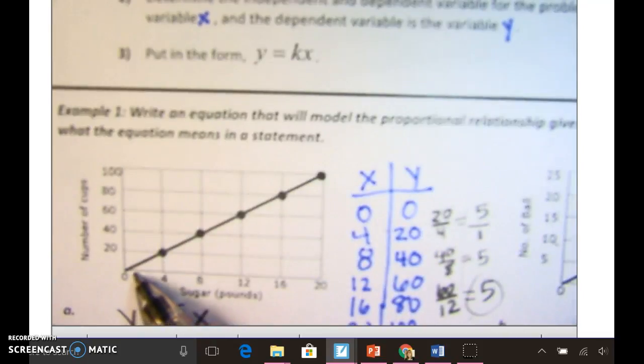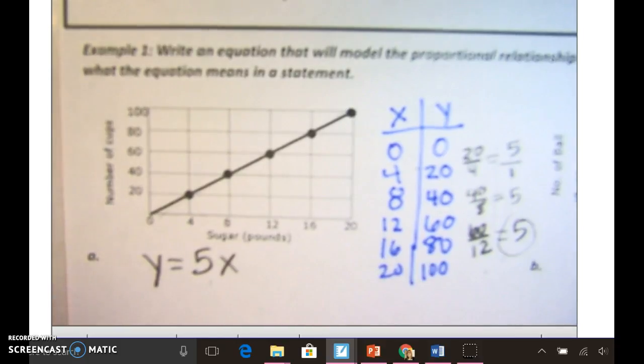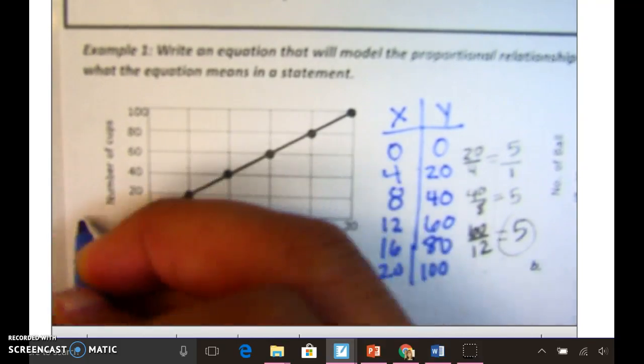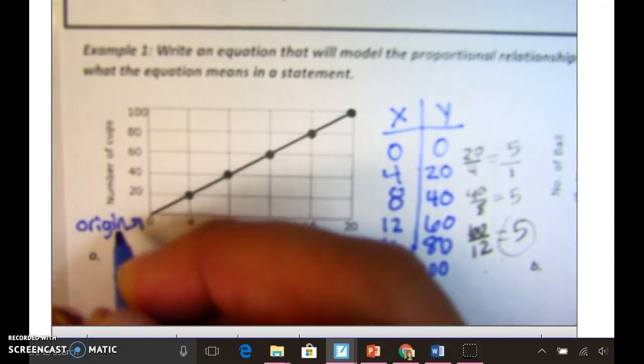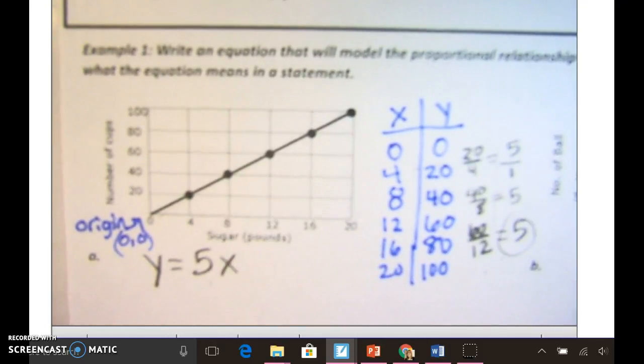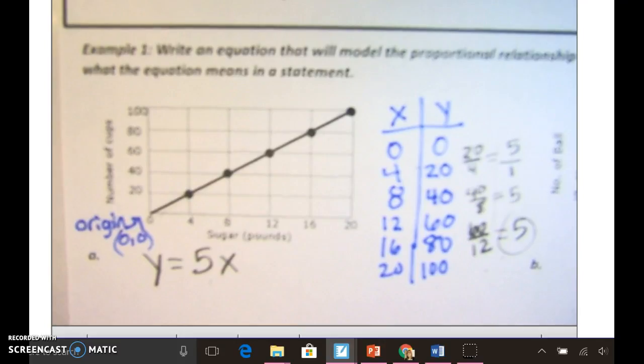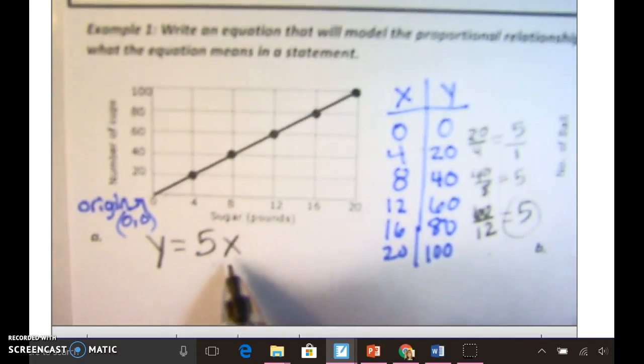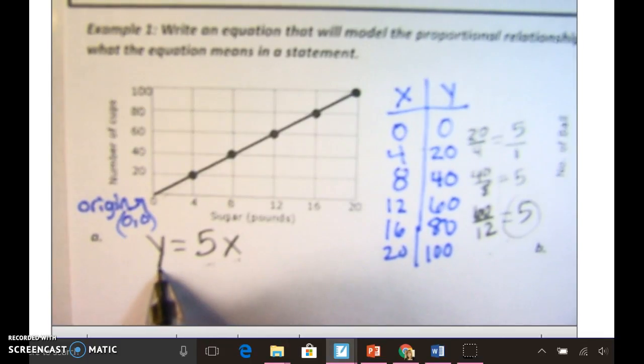Your equation is going to be linear, which means it makes a straight line, and it's always going to go through the origin. To be proportional, your graph has to be straight and it has to go through 0, 0. Because when you put 0 in for x, and I do 0 times 5, that should equal 0.